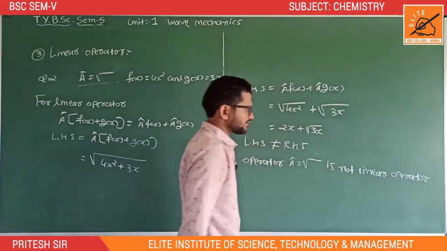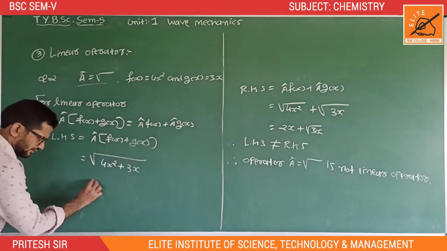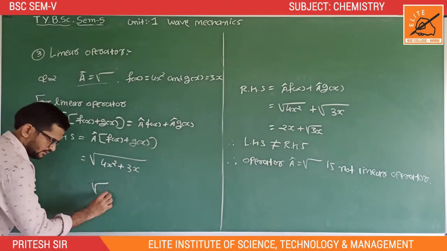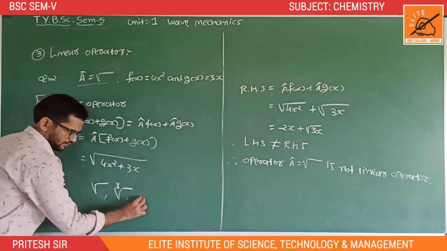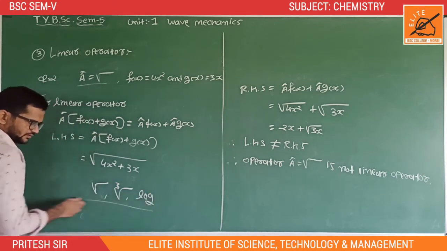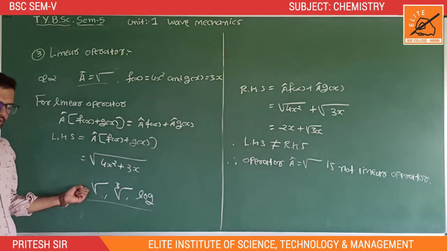Okay, so square root is always a non-linear operator. Cube root, logarithm, all these operators are non-linear operators.